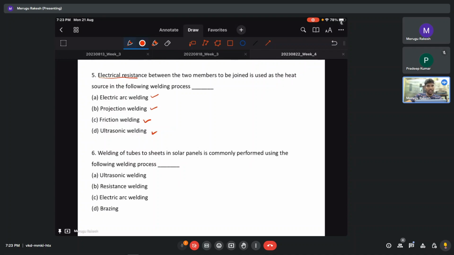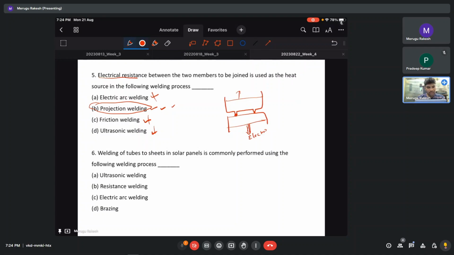It's resistance welding, right? Projection welding is one of its types, so option B will be the correct one. If you remember projection welding, it has these spikes, where one side is connected to an electrode and the other is connected to an electrode. At these spots, the welding happens because of the electrical resistance. This is called projection welding, so option B is the correct one.